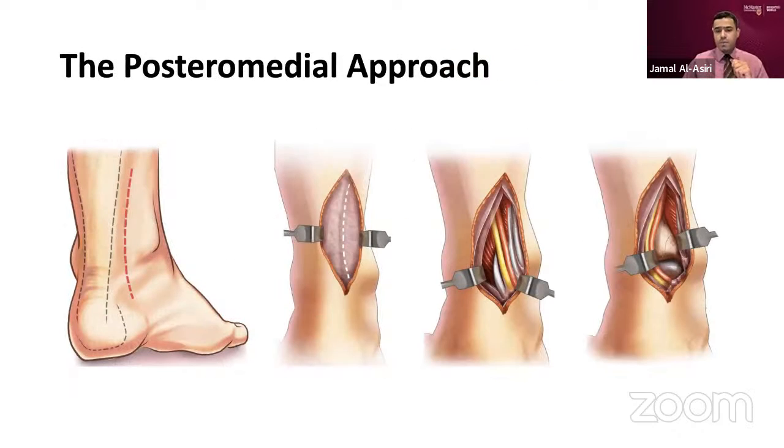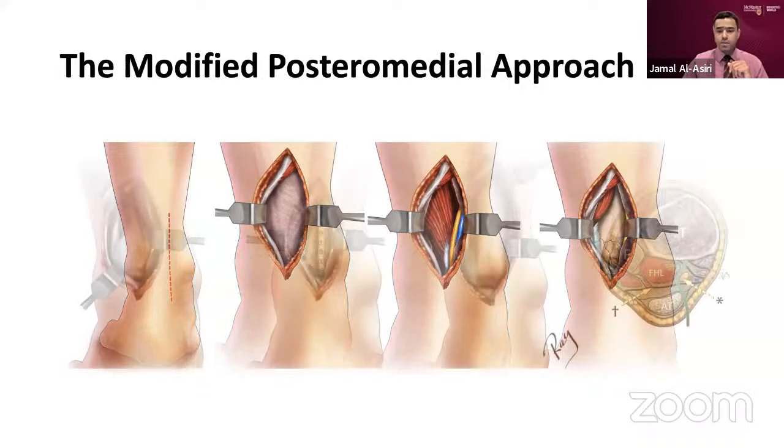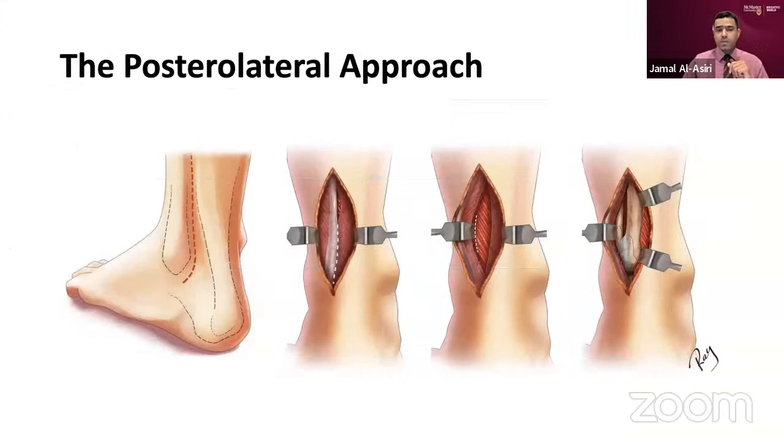Posteromedial, just between your FDL and neurovascular bundle, can give you a nice access to the posterior aspect of the distal tibia, or the modified one between the neurovascular bundle and the FHL can give you more posterior exposure. And the last one is the posterolateral approach, just between the peroneal tendons and FHL, which gives you the posterolateral corner of the plafond or pilon.